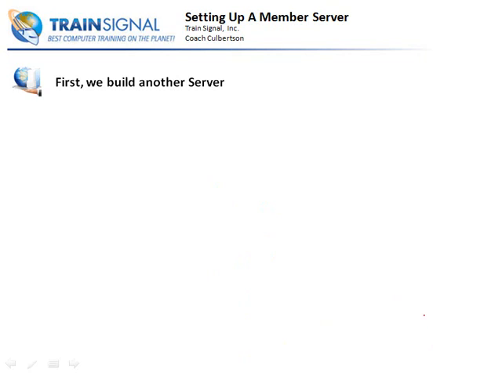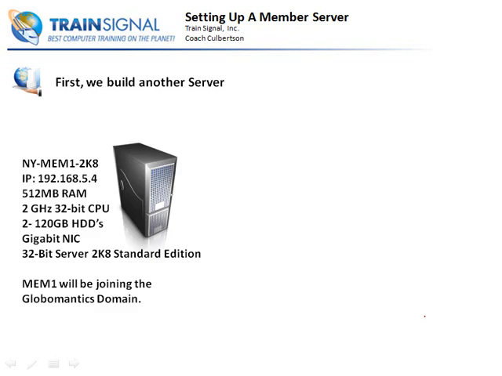All right, so first, though, we need to have some resource that will handle all of this kind of stuff. So again, we're going to be building a server, and here's what we're going to be building. We're going to name our new Server 2008 machine NYMem1-2K8. We're going to be providing this IP address for it, 192.168.5.4. It's going to have half a gig of RAM, no big surprise there. It's got a 2 gigahertz processor. It is a 32-bit processor, so we can only use a 32-bit version of server, right? We got a pretty good amount of hard drive space here for it, where we have 2 120 gigabit hard drives. Of course, it has a gigabit NIC, just like our other 2 machines.